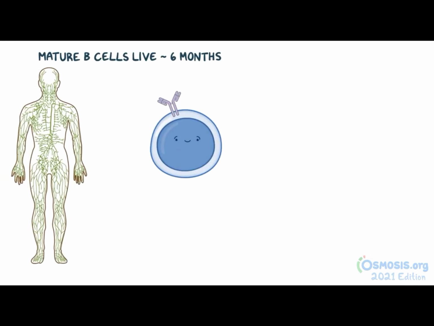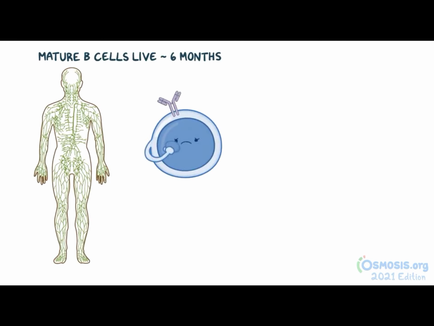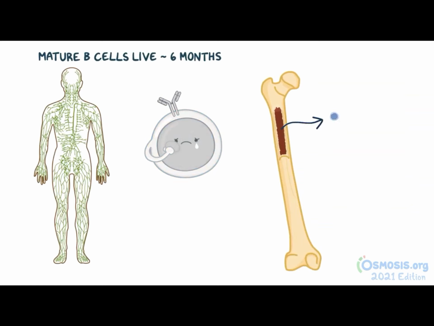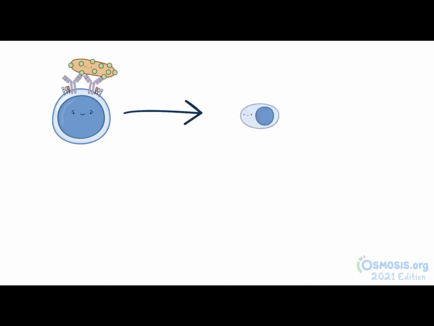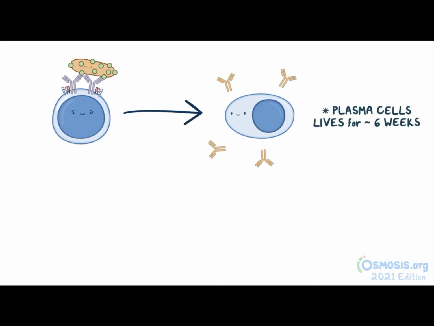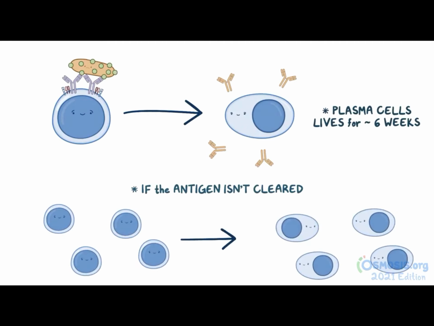Now, it turns out that most mature B cells will live for about 6 months in the lymphatic system and then die, without ever being stimulated by an antigen. A sad and lonely existence. To replace the dying cells, there's a plentiful supply of fresh, new mature B cells coming out of the bone marrow. However, if the B cell does encounter an antigen and develops into a plasma cell, then it produces lots and lots of antibody. Plasma cells live for about 6 weeks, and they don't divide. If you haven't cleared the antigen by the time the plasma cell dies, new B cells develop into plasma cells to take its place.